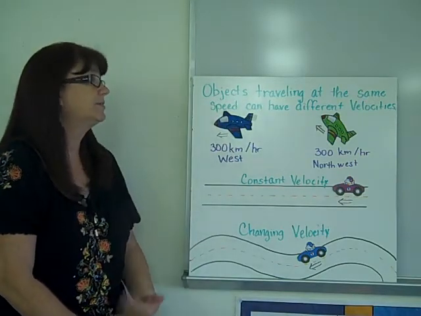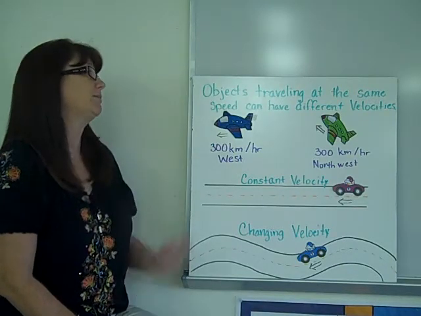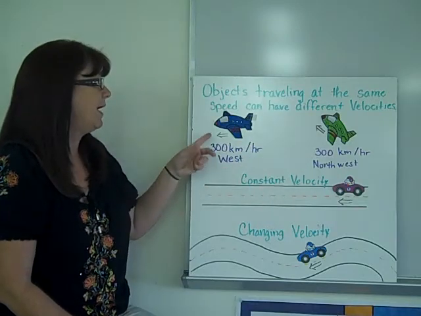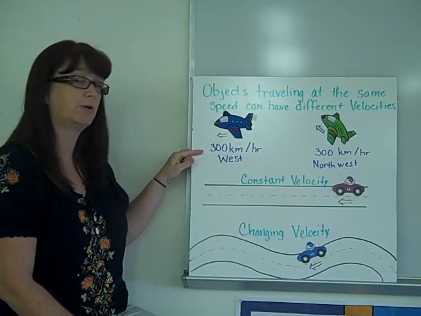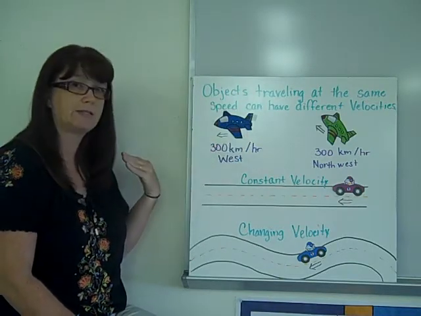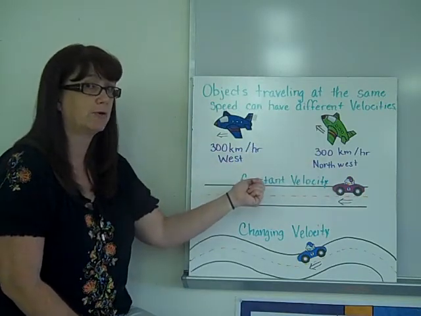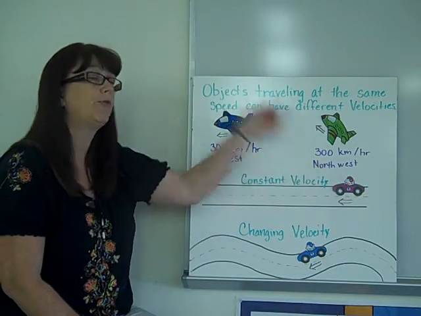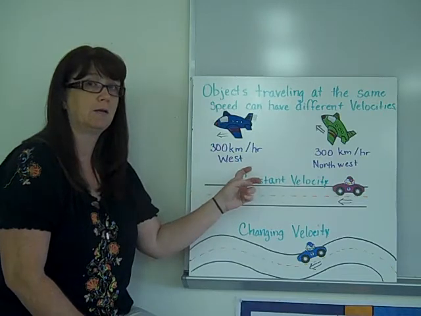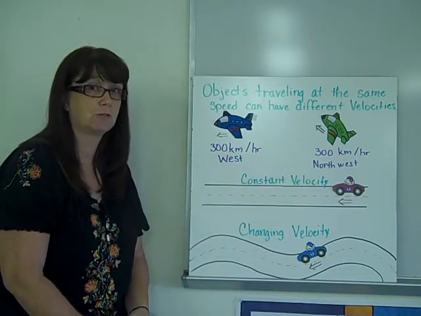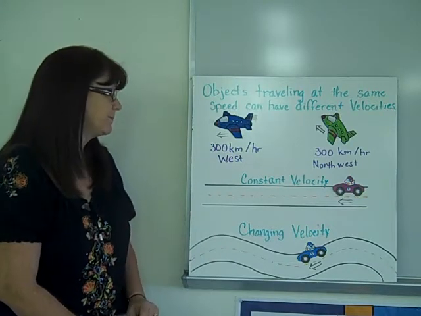Objects that are traveling at the same speed can also have different velocities. Take, for example, my two airplanes. We have this airplane here that's flying at a speed of 300 kilometers per hour, and it's moving in a west position. This plane is moving at 300 kilometers per hour, but it's moving in a northwest position. They're both traveling at the same speed, but they are traveling in different directions. This means that they have different velocities.